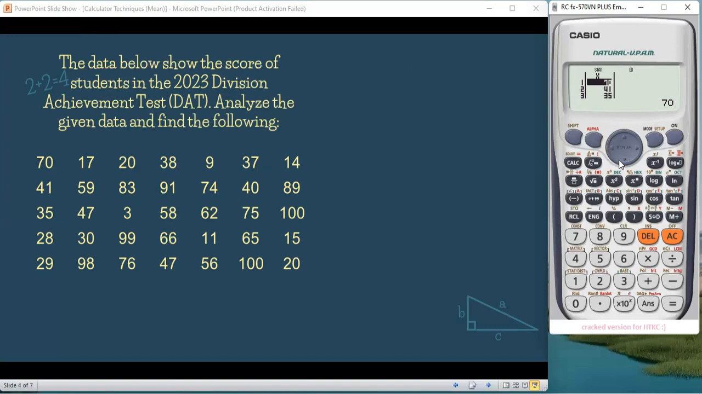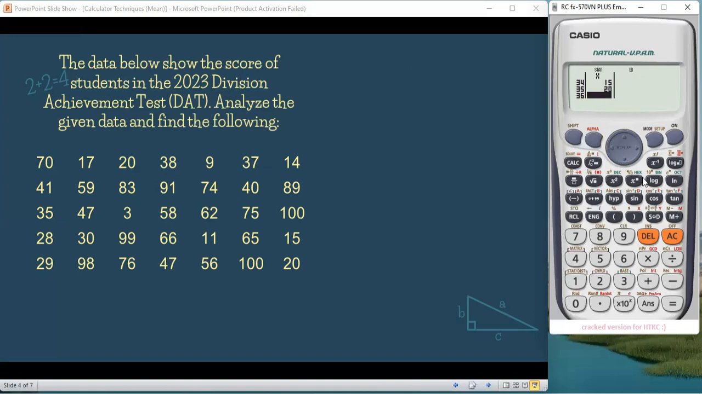So check natin, that is 70, 41, 35, 28, 29, 17, 59, 47, 30, 98, 20, 83, 3, 99, 76, 38, 91, 58, 66, 47, 9, 74, 62, 11, 56, 37, 40, 75, 65, 100, 14, 89, 100, 15, and 20.